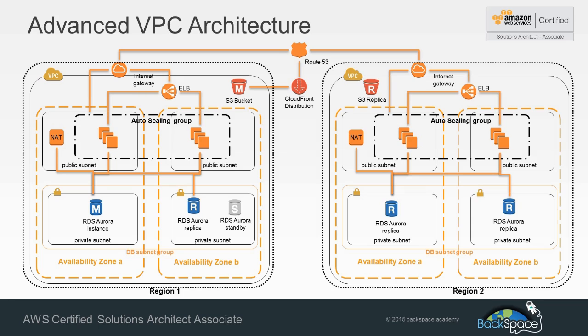Now, because our static assets are going to be located in an S3 bucket, we can use the new capabilities of cross-region replication for S3 to create an S3 replica in that new region. The same with RDS Aurora. It has cross-region capability, and so we can create a cross-region read replica of our RDS Aurora instance and have that located in our new region. And that will speed up our reads for that database significantly and reduce the latency for that end user.